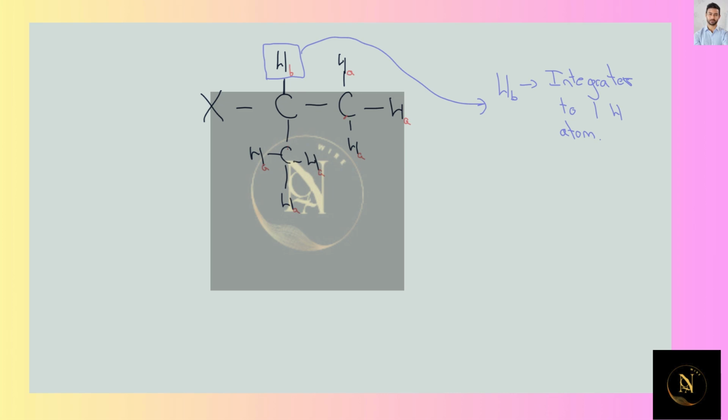Next up, the other signal that we're going to see is corresponding to all of these hydrogen atoms. And since all of them are chemically equivalent, because the chemical environment, meaning the bonds that are connected to each other, are the same, they are going to appear on the same signal. So HA integrates to 6 hydrogen atoms.